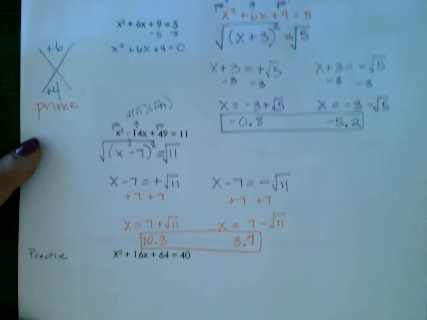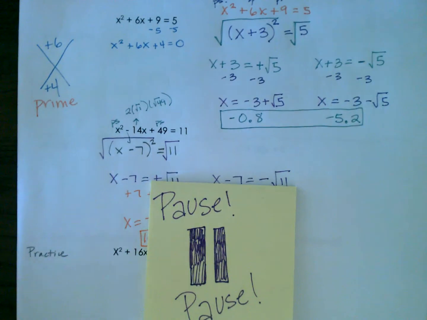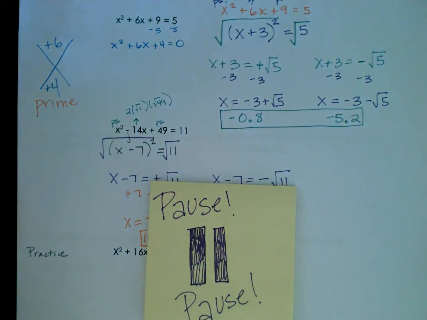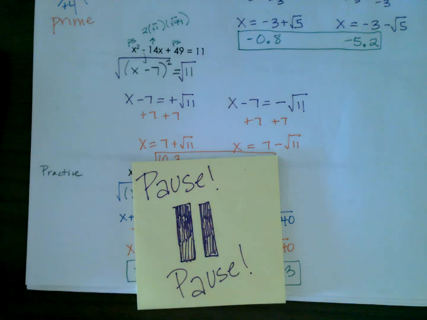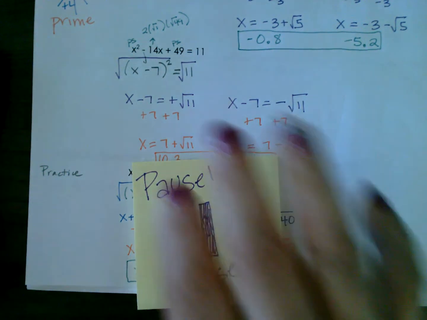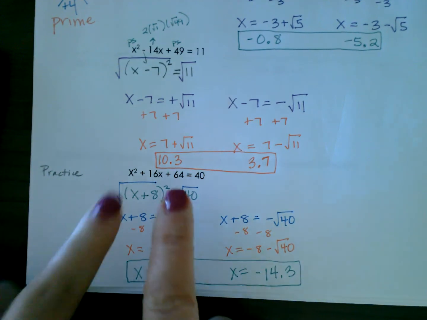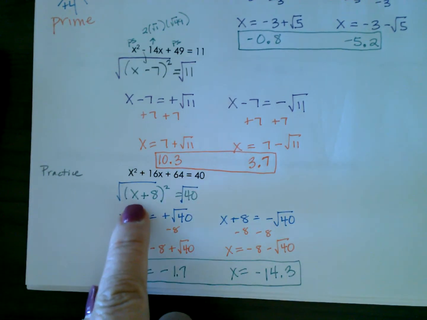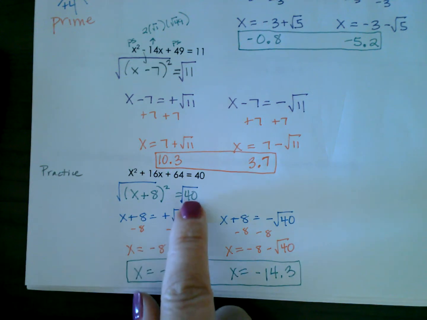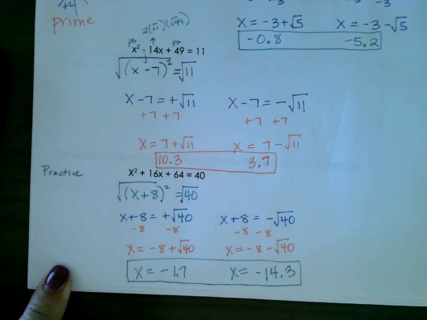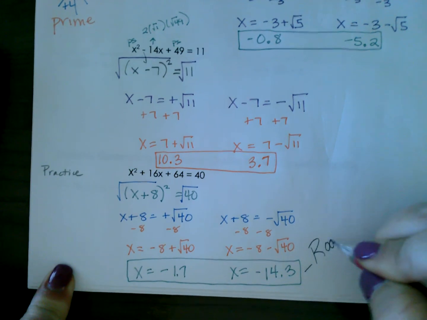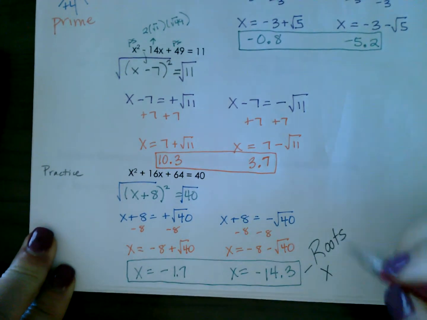I went pretty fast. Pause the video and please do the next one by yourself. Thank you for pausing the video and giving it a whirl. Perfect square trinomial, x plus 8 squared equals 40. Take the square root of both sides. Subtract 8 from both sides. I end with x-intercepts, roots of those two irrational numbers.